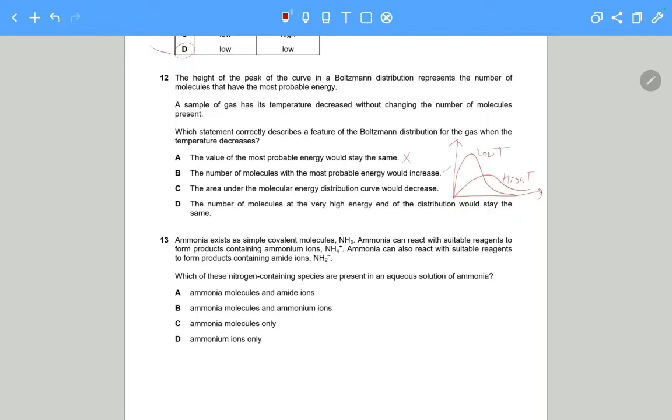And the area under the molecular energy distribution curve would decrease. No, it stays the same because the total number of molecules is the same. And the number of molecules at the very high energy end of the distribution would stay the same. No, as you can see on the graph, that's not true because it's different. The number of molecules at the very high energy spectrum is different. So the answer is option B.